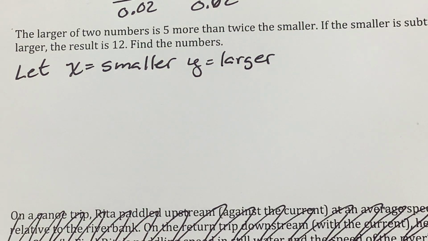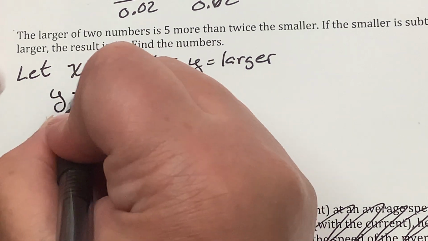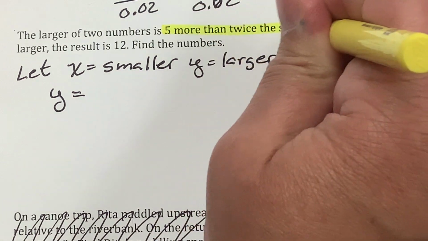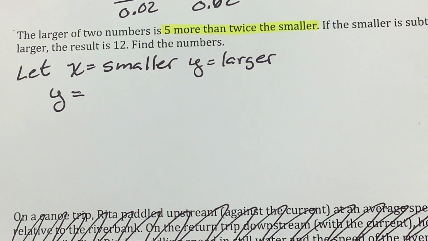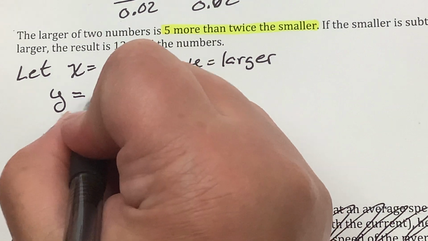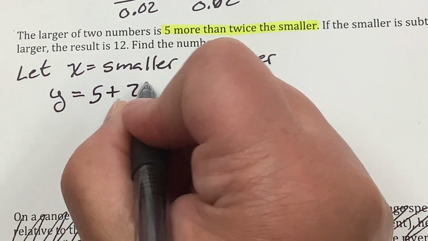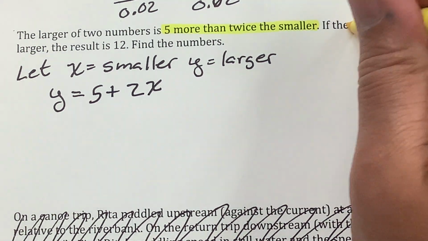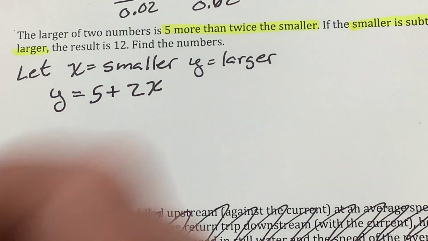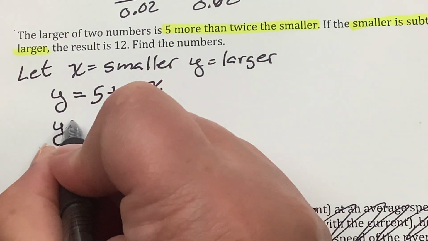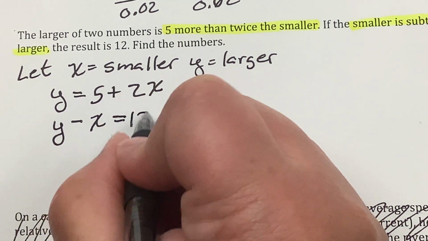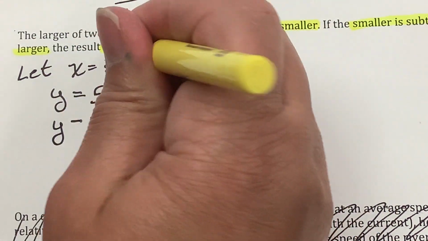Okay. The larger of two numbers, y, is, here's my part, 5 more than twice the smaller. There's my highlight. 5 more than is 5 plus. Twice the smaller is 2x. If the smaller is subtracted from the larger, so what is that? The larger one, y, goes first, minus the smaller one, x. The result is 12. That is the equal sign.